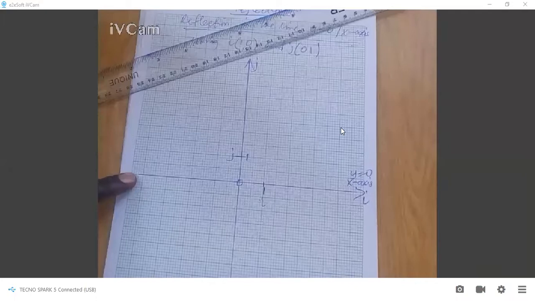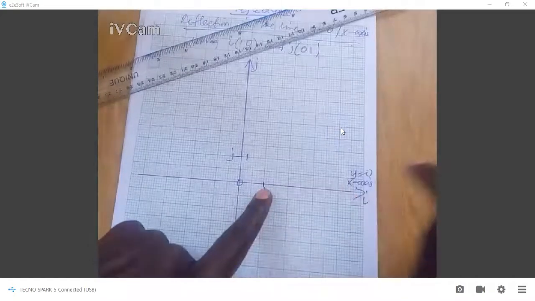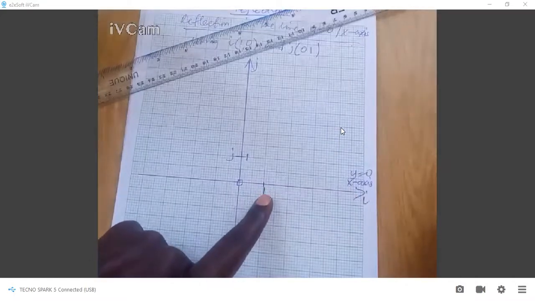When you get a mirror and place your hand directly on that mirror, what do you see? You're going to see that the image of your hand is also on the mirror. So that is the meaning of invariant. It doesn't change. It's an image of itself. So we start by reflecting this point here. What's the coordinate of that point? The coordinate is 1, 0.